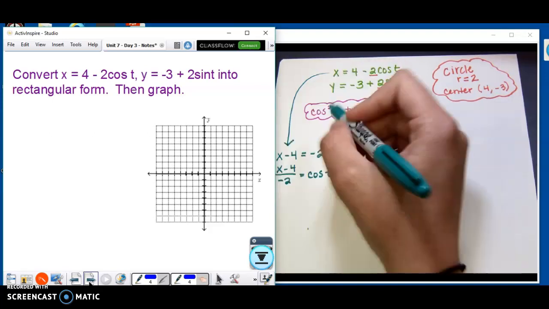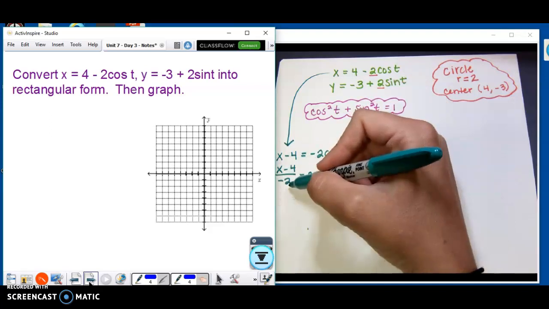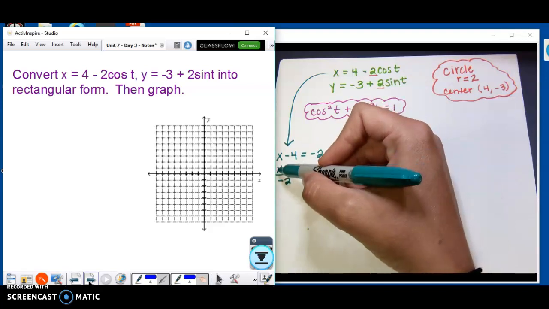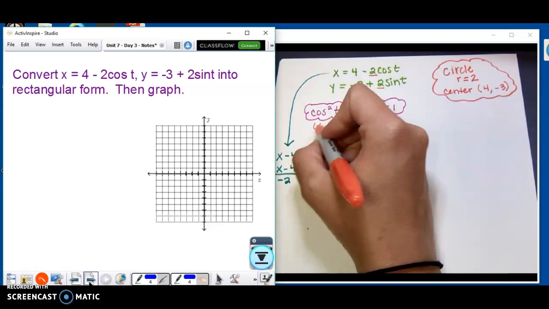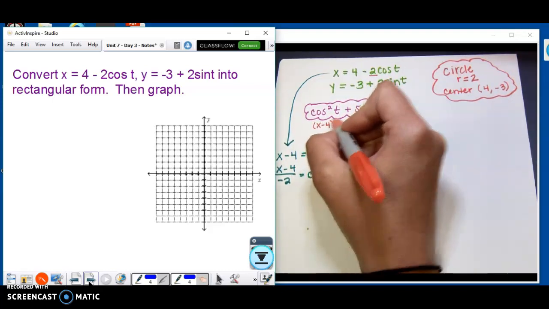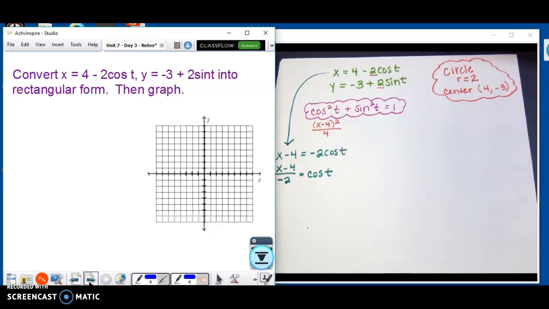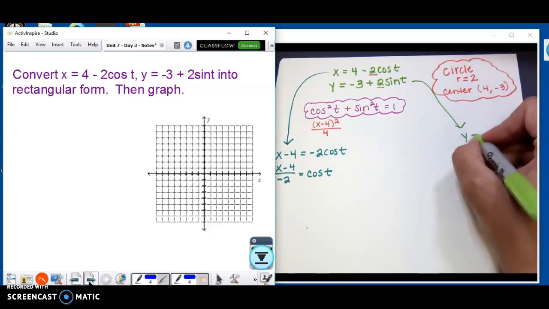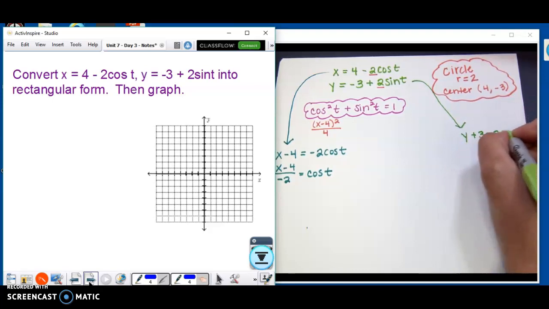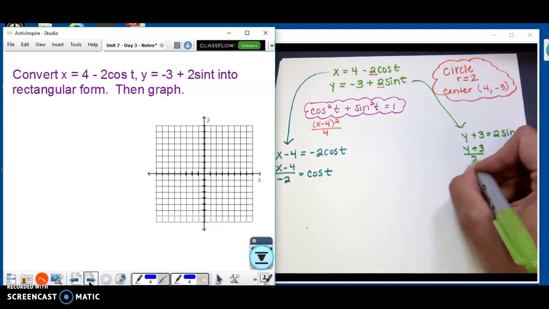Okay, so in my formula here it says cosine squared t. So I'm going to need to square this when I plug it in. So if I square x minus 4, that would be x minus 4 squared over, if I square negative 2, that'll give us a positive 4 there. Same thing over here. I need to solve this one for sine. So I add over my 3, and then I can divide by 2.